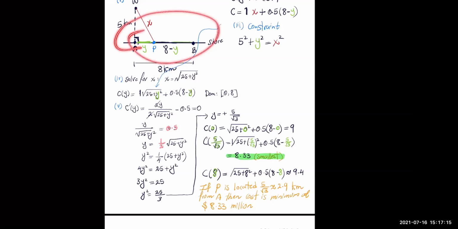So if you were to do this before calculus was discovered, you would have to try different values of y. You had to pick like 100 different values for y to see which one gives you the smallest. You do this stuff numerically, but now we have calculus.